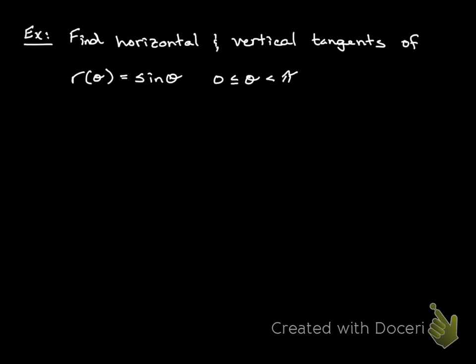So basically, how we do this, I can't just look at r prime, right? Unfortunately, it's not quite that straightforward. That would be the rate of change of r with respect to theta, right? And that's fine. That's fine. But it's in a different context than we're used to, right?